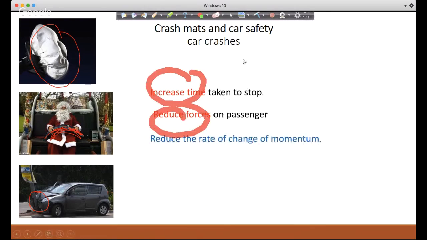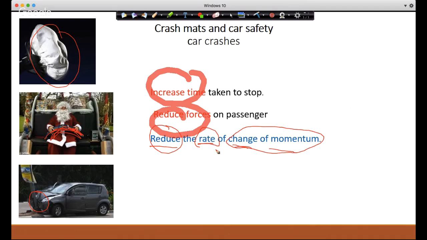Now, should you want to, if you're higher tier, you may want to talk about how it reduces the rate of change of momentum. But you have to be sure that you're going to use every single word in there, otherwise it doesn't make sense. So it reduces the rate, how quickly the change of momentum occurs. Okay, you do not want a high rate of change of momentum because that means you're stopping quickly. You want a small rate of change of momentum to stop slowly. But foundation tier, stick to your increasing time taken to stop, reducing forces on passenger.